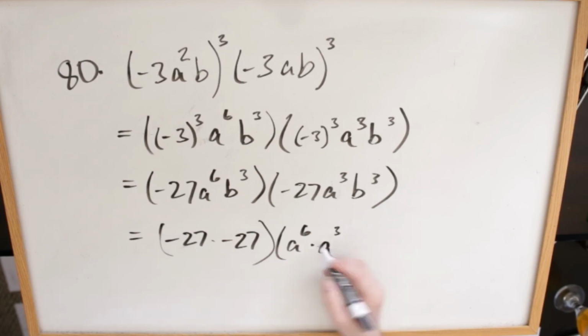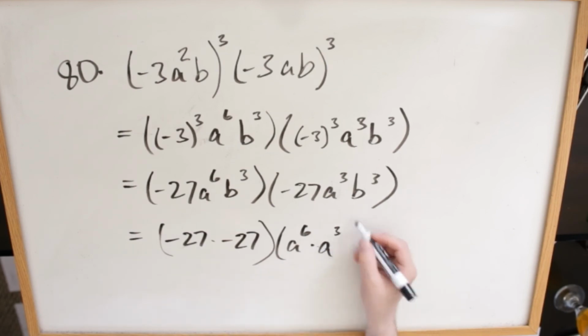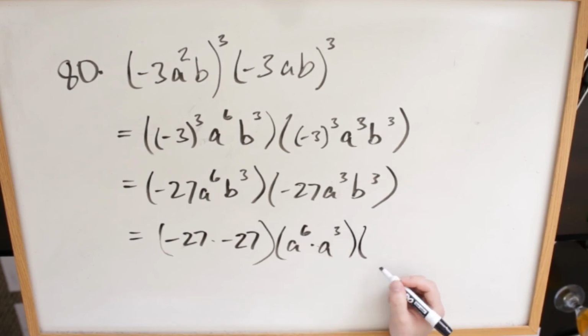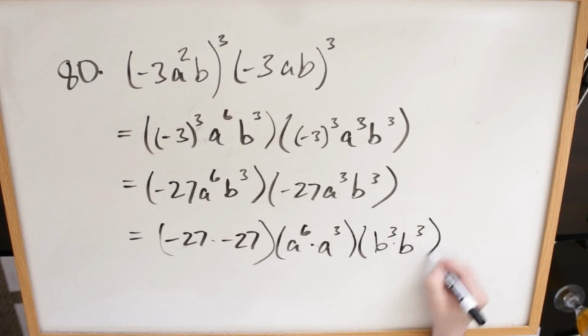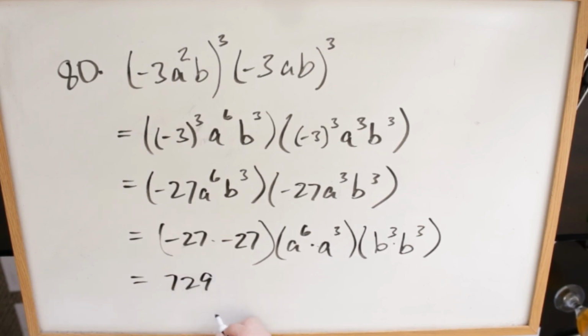a cubed, so that's our a, and now we've got to go to our b's. So b to the 3rd, b to the 3rd, so there's that one, and we're done. Okay, so last but not least, we multiply this out, we'll get 729 a to the 9th, because remember we add those exponents together, and this is going to be b to the 6th. So that is our final answer right there.